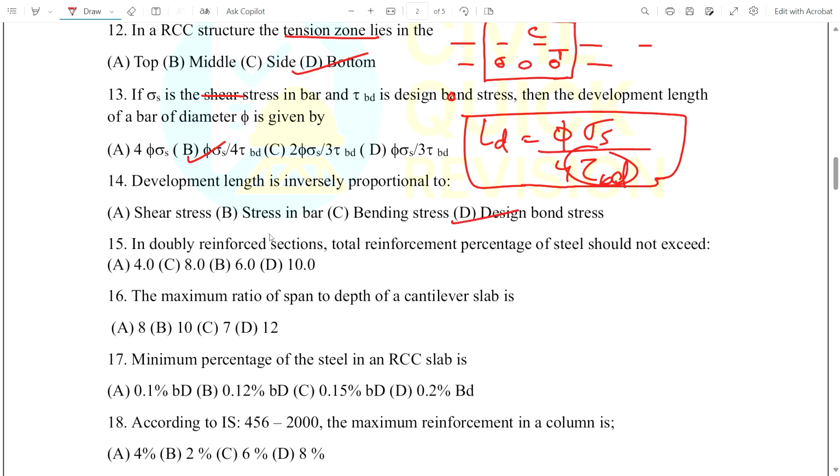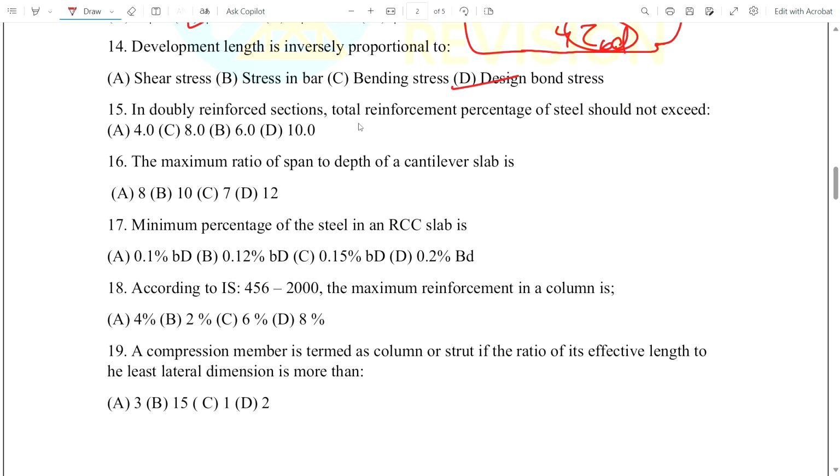Now coming to 15. In a doubly reinforced section, the total reinforcement percentage of steel should not exceed how much? Maximum how much, in a doubly reinforced section? Okay, total reinforcement percentage of steel should not exceed, option C is the correct one, 8%. Okay, so the maximum compression reinforcement is 4% of gross area, and the maximum tension reinforcement is 4% of gross area, but in this question it is total reinforcement of the steel, so overall 8%.